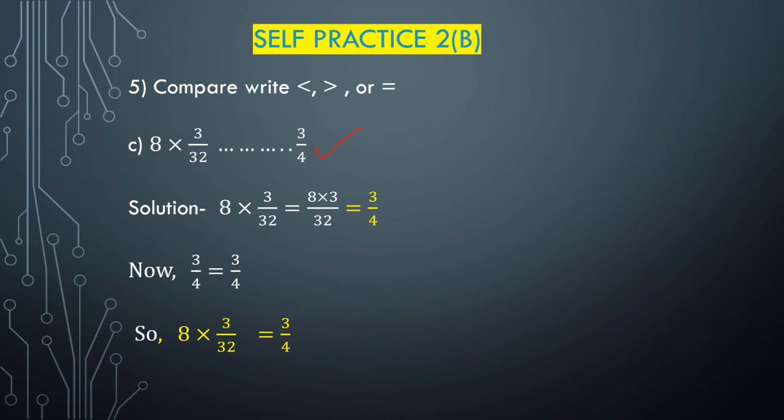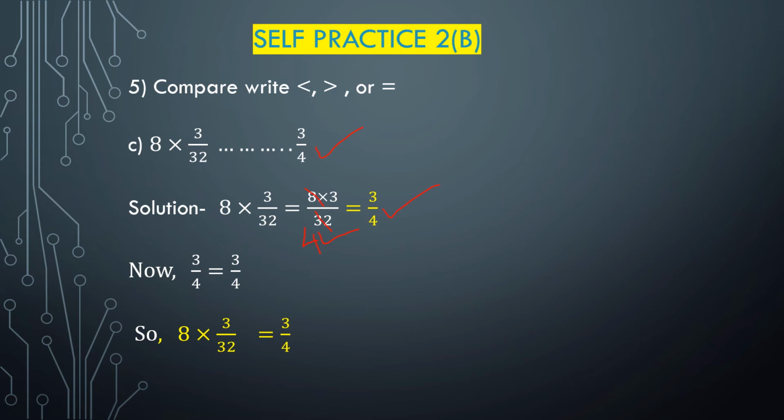8 multiplied by 3/32 is the product of the numerators divided by the product of the denominators. That is 8 multiplied by 3 divided by 32. Now we cancel 8 and 32 with 8, since 8 multiplied by 4 is 32. Now we get 3/4. So 8 multiplied by 3/32 is 3/4.